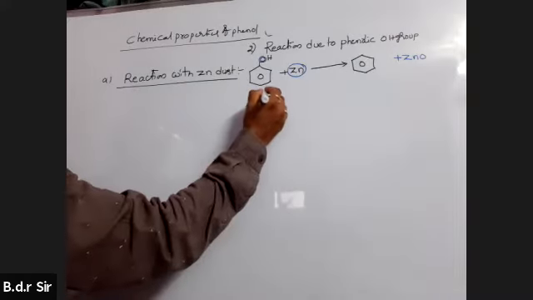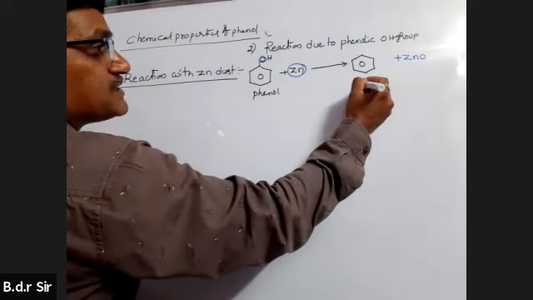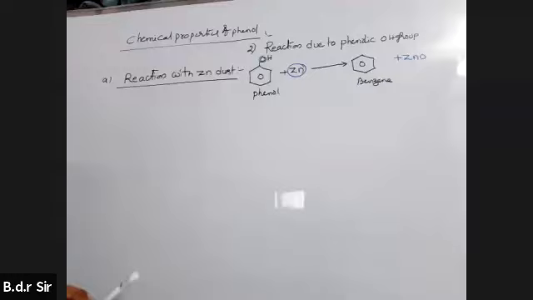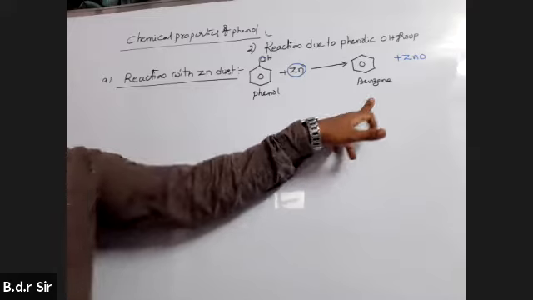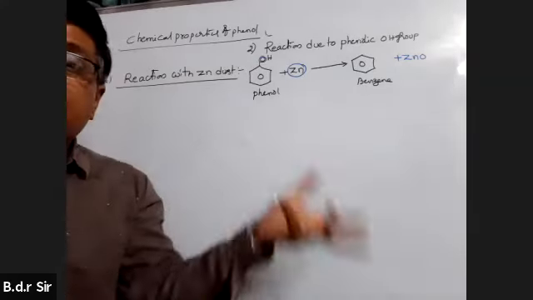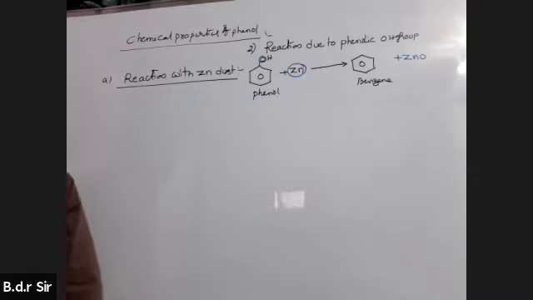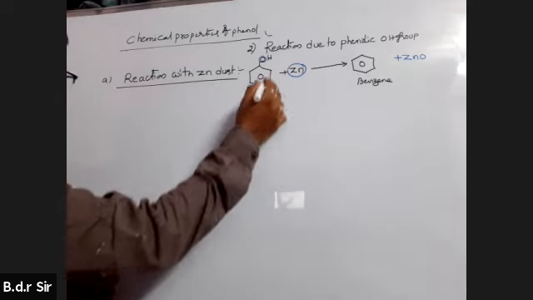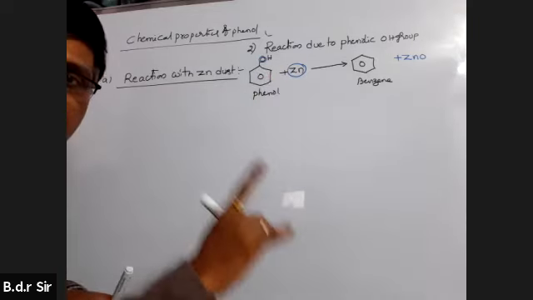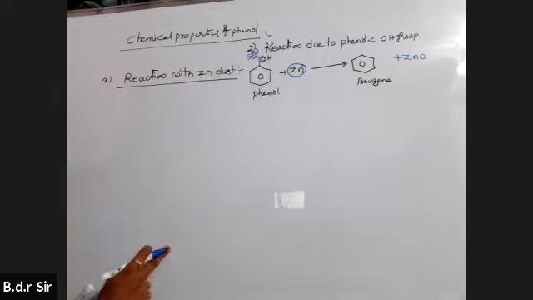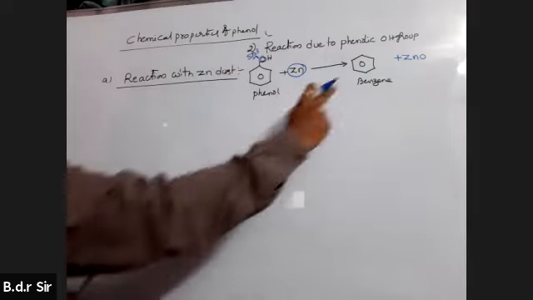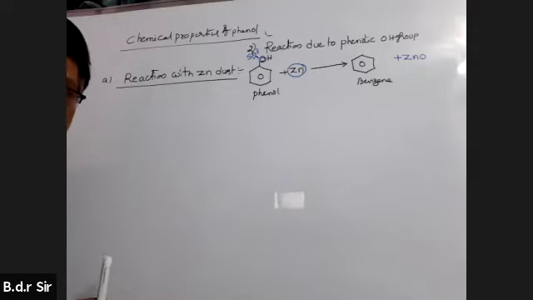Phenol is converted into benzene. What is the similarity between phenol and benzene? Both are aromatic compounds, meaning they retain aromaticity. Here is an important point. In the benzene ring, every carbon undergoes sp2 hybridization due to the presence of a double bond, but oxygen undergoes sp3 hybridization.